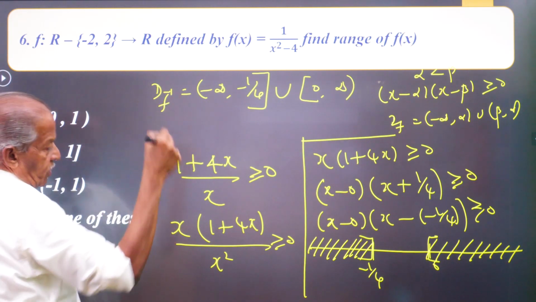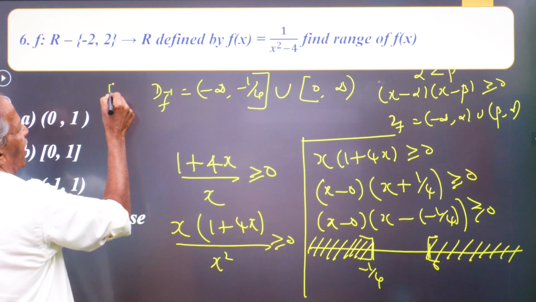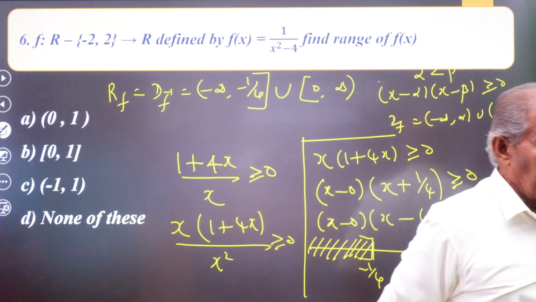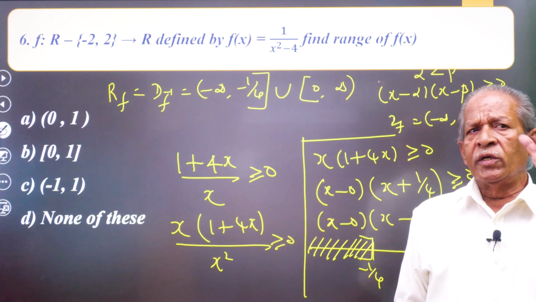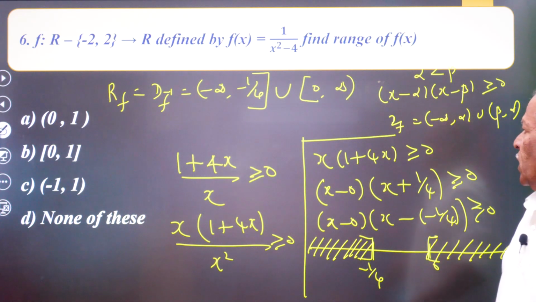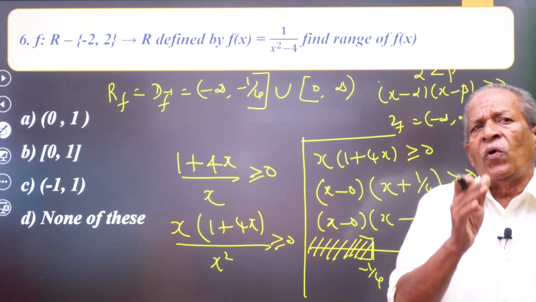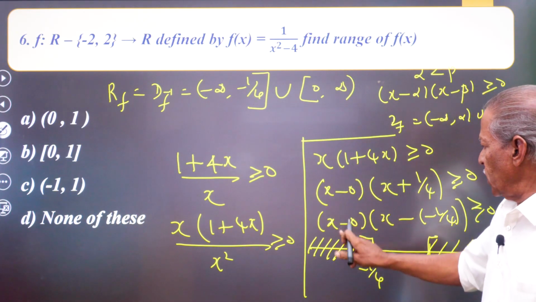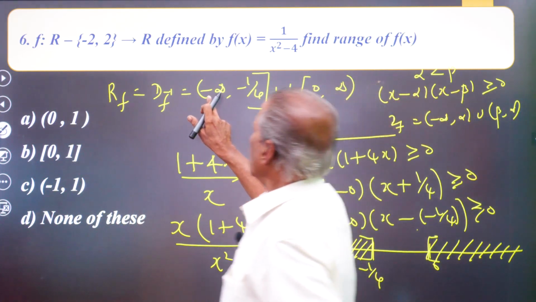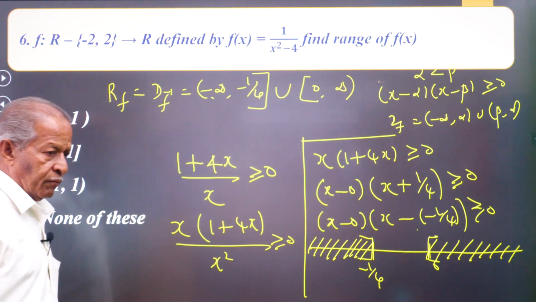Domain of f inverse. Domain of f inverse means automatically what? It is the range of the function. So, in order to find the range of the function, I start with y equal to f of x and simplify to find f inverse of x. Upon that, what are the input values for the inverse function? It gives this much. From this I interpret the result, which is minus infinity to minus 1 by 4 union 0 to infinity.